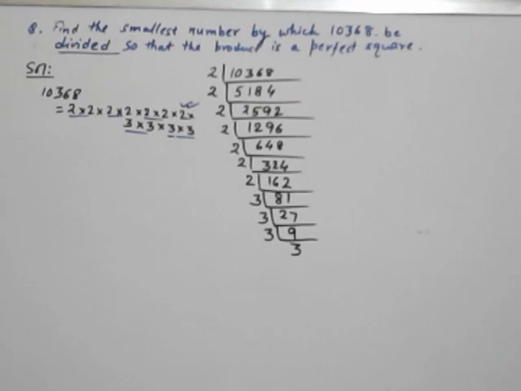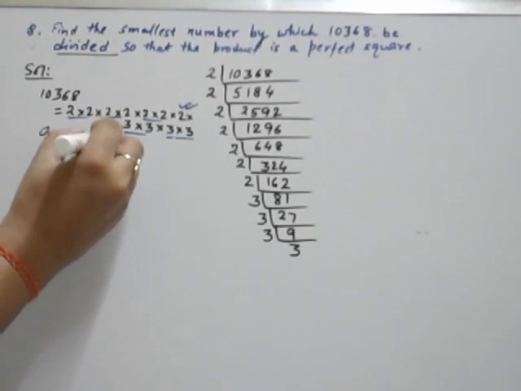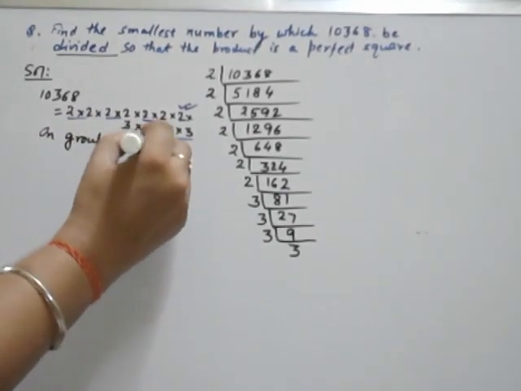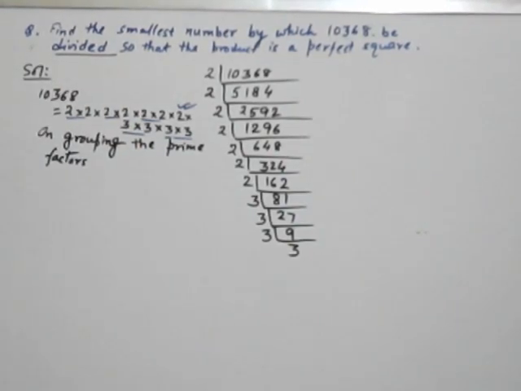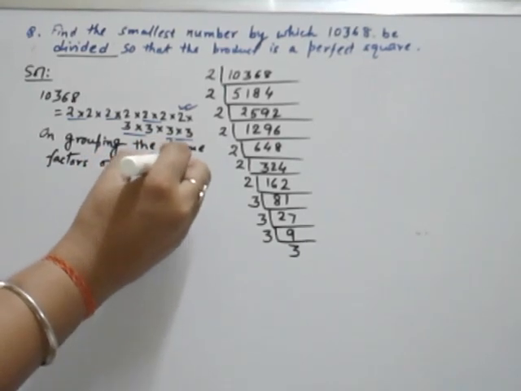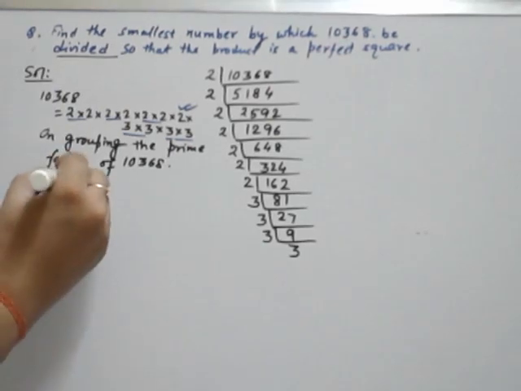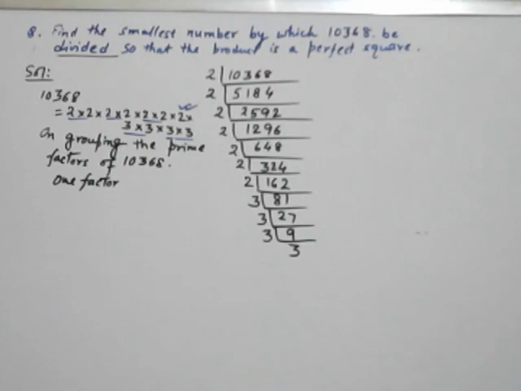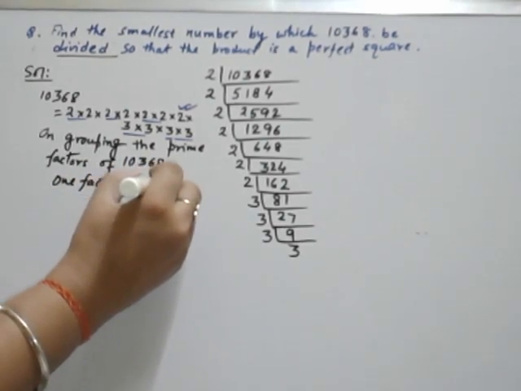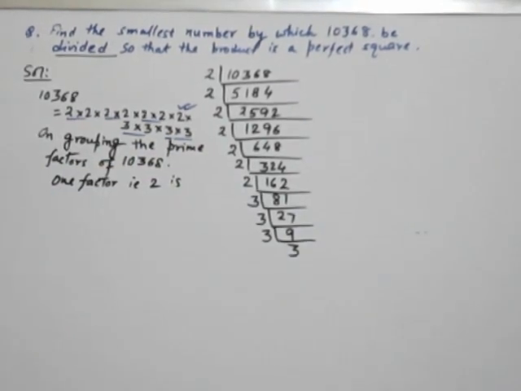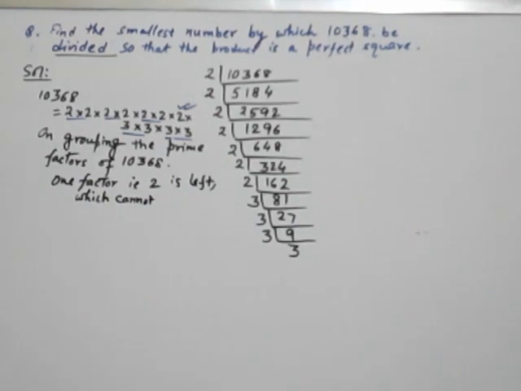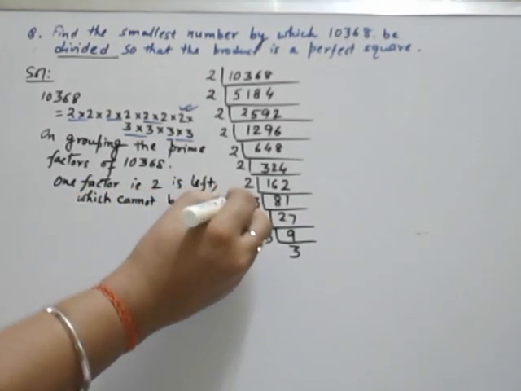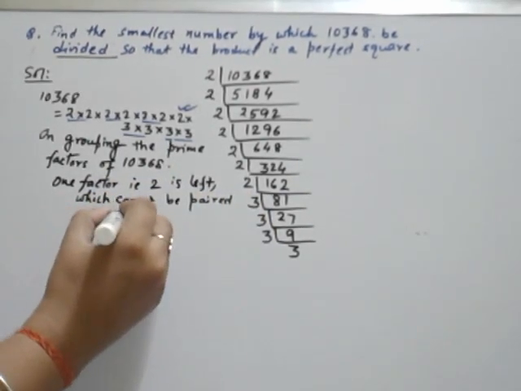So on grouping the prime factors of 10368, one factor that is 2 is unpaired, which cannot be paired with equal factor.